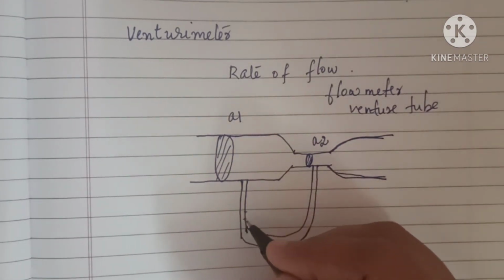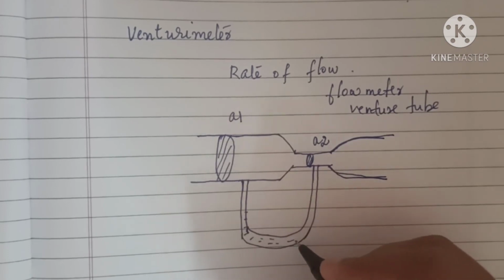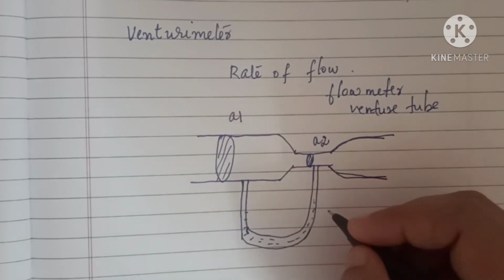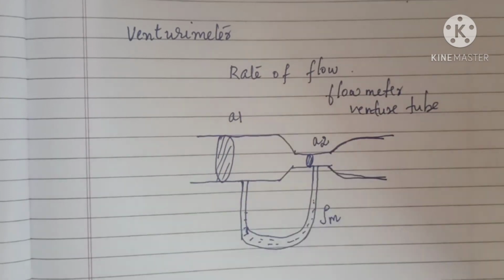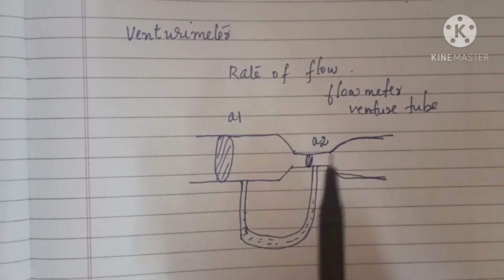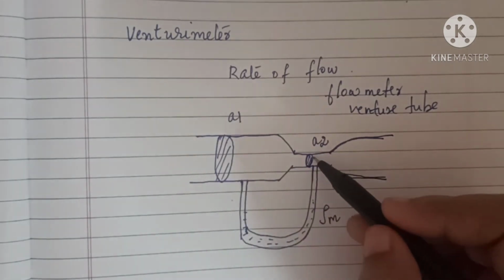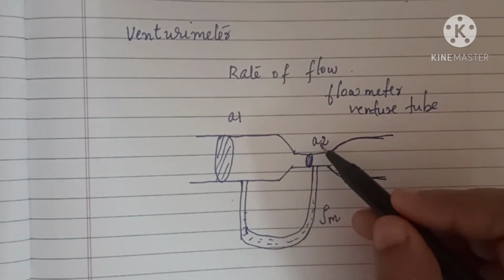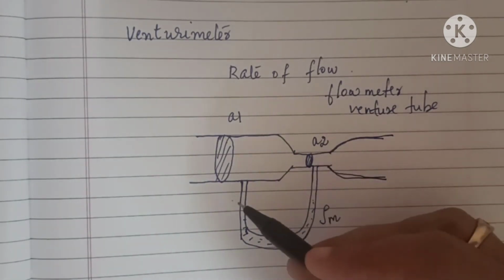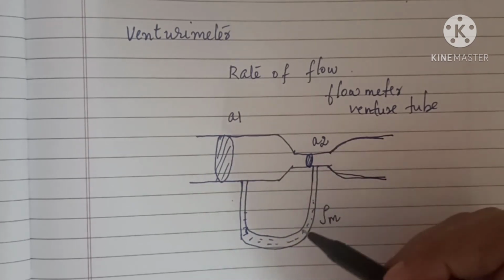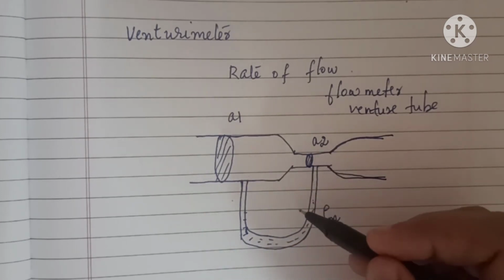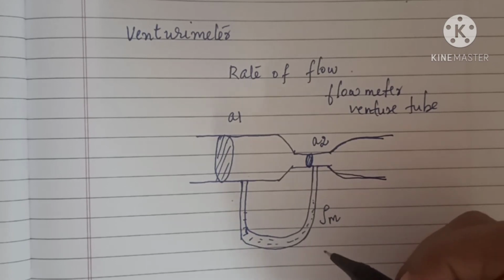And this manometer contains a liquid of density rho m. Understand? This is the construction of a venturimeter. It consists of a horizontal tube. Now this has an area of cross section A1, and there is a narrow tube in between which has an area A2. These two regions are connected with the help of a manometer which contains a liquid of density rho m.